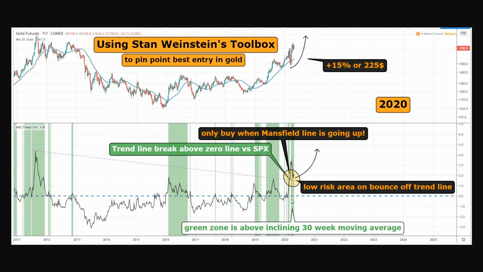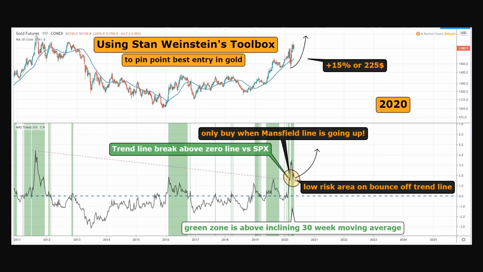Even a little while ago, we had some periods where we were up and then underperforming SPX, but right now we've been going up, testing that trend line right here, that little dot, going up, outperforming the SPX, going down, testing again that trend line, and I'm expecting a bounce off here. I think this can be a low risk area bounce.